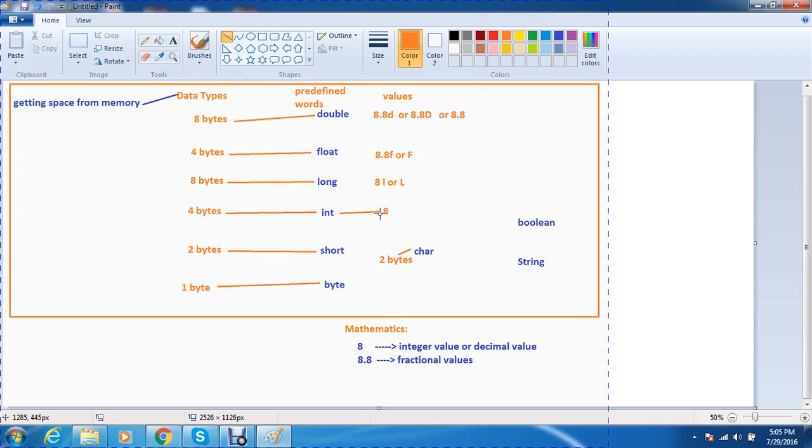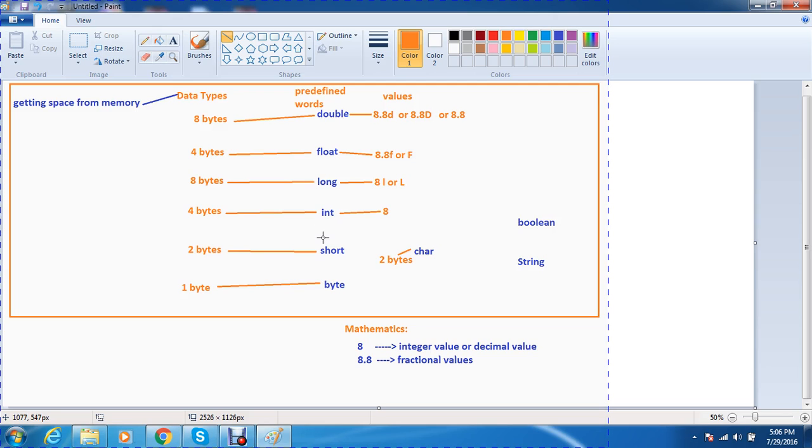Just an integer or decimal value is an int value. An integer or decimal value with a small l or capital L is called a long value. A fraction with a small f or capital F is called a float value. A fraction value with a small d or capital D is called a double value. Coming to byte and short values, I will speak about them later.